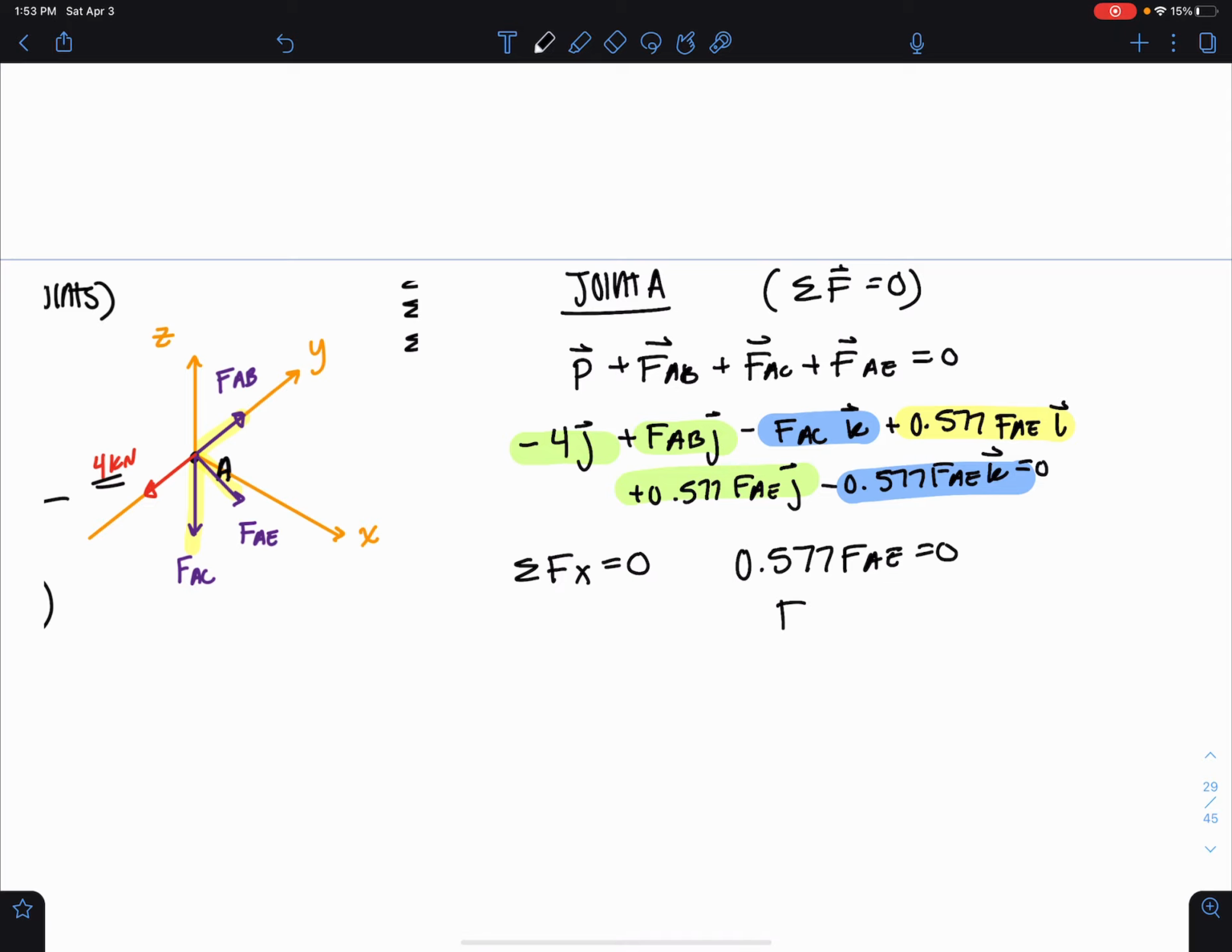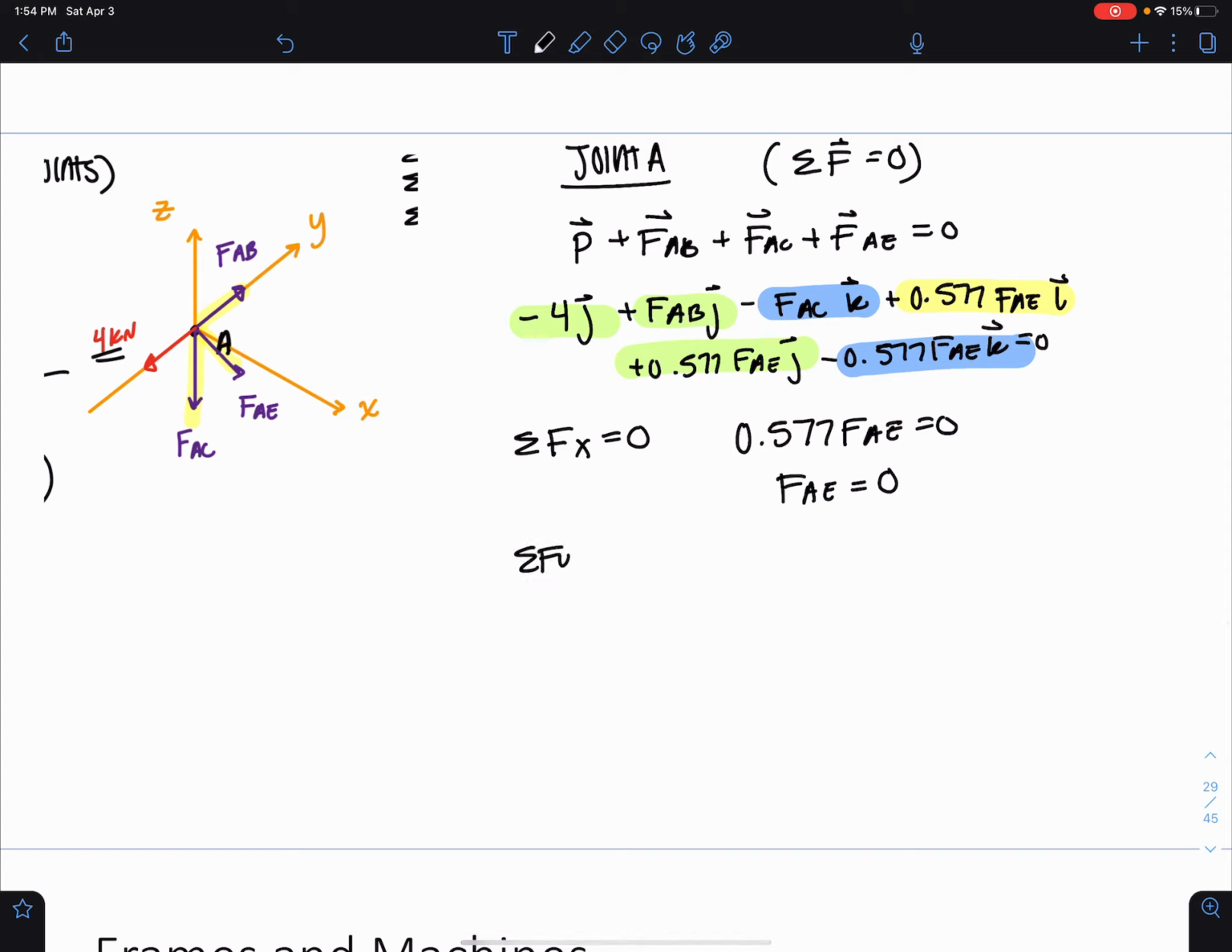Pretty simple. Let's do the same thing with y and set that equal to 0. I have -4 plus FAB plus 0.577 FAE equals 0. And I can't solve for anything there because I have two unknowns, so I'm going to go ahead and apply my third equation of equilibrium. And I get negative FAC minus 0.577 FAE equals 0.